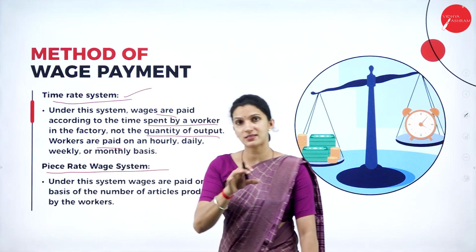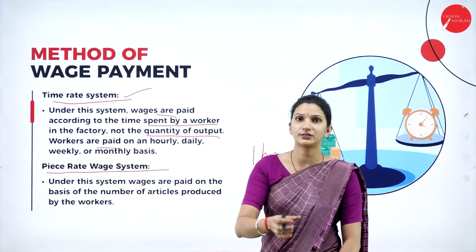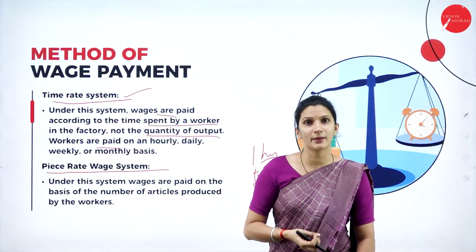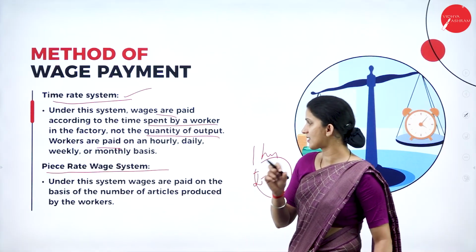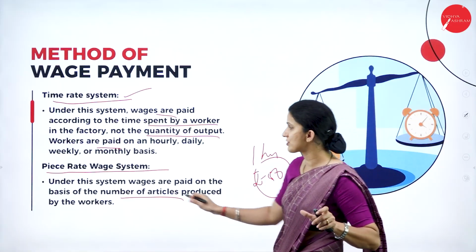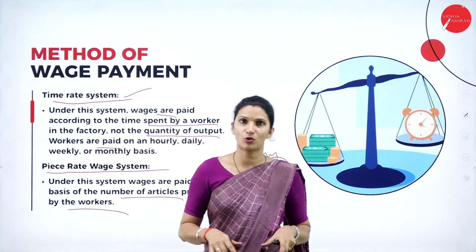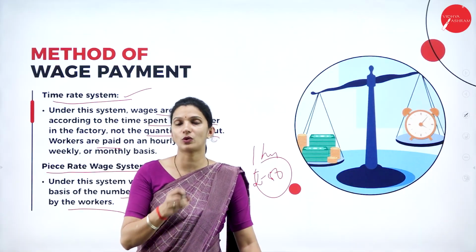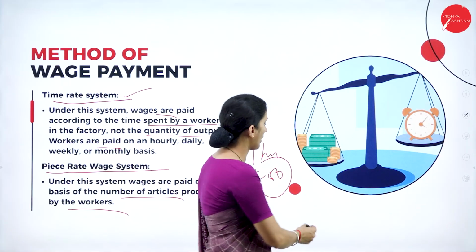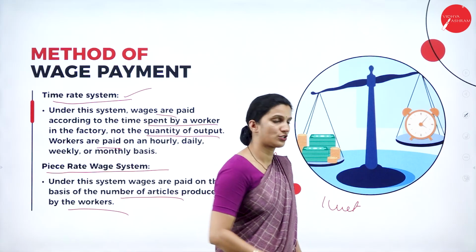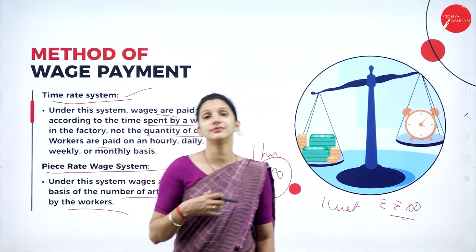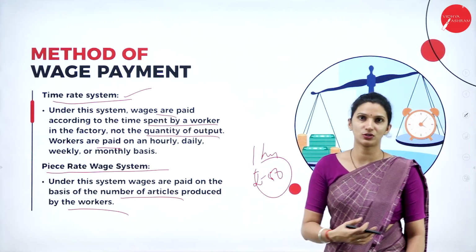Then we have the piece rate system, where the payment is based on the number of units produced, or the number of outputs they have produced. Under this system, wages are paid on the basis of the number of articles or units produced by the worker. The employees get paid based on the units or articles they produce in a factory. For example, if they produce 1 unit of product, maybe rupees 100 is the payment. This is the piece rate system that we have while fixing the payment to the workers.